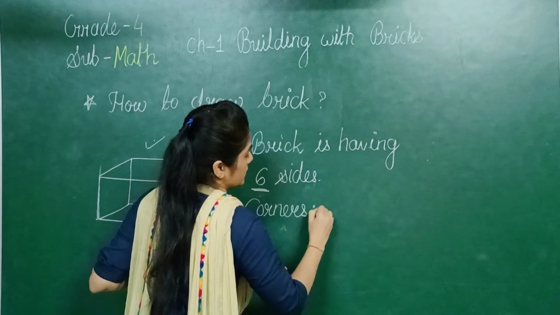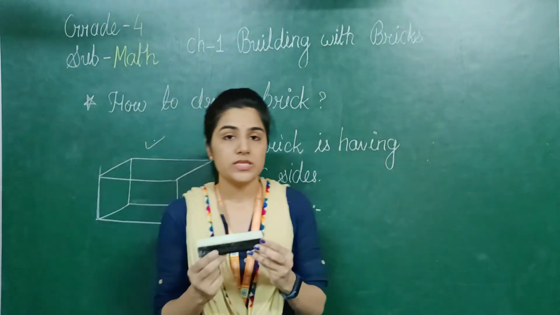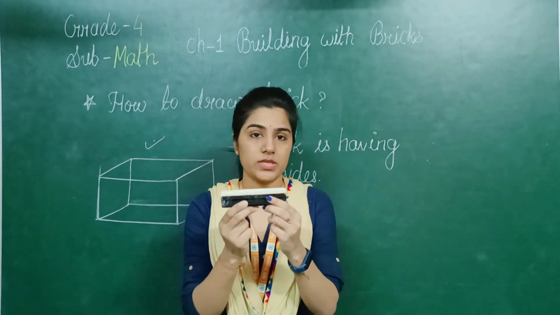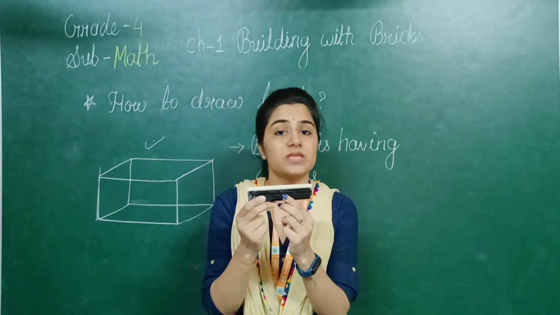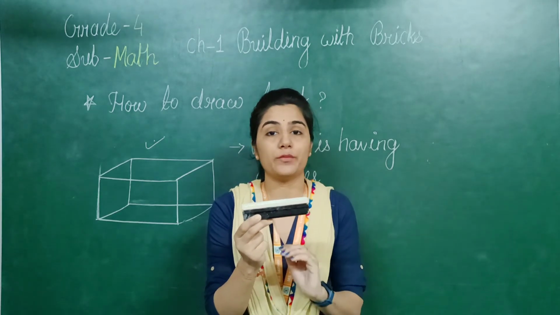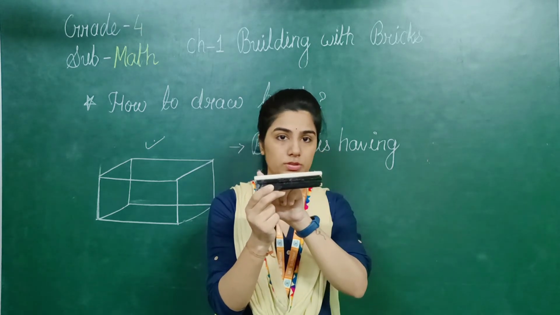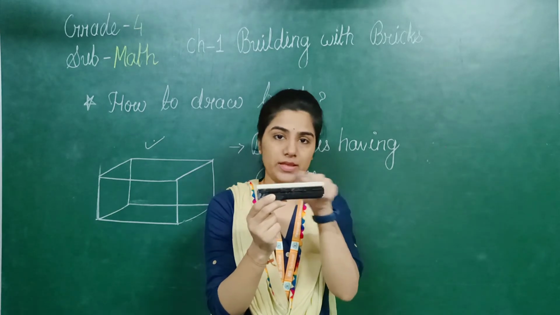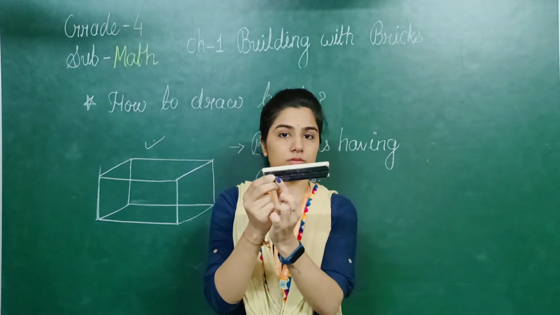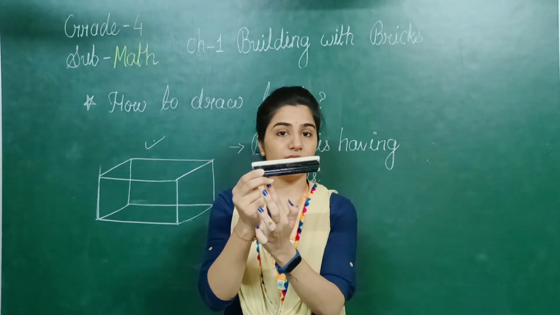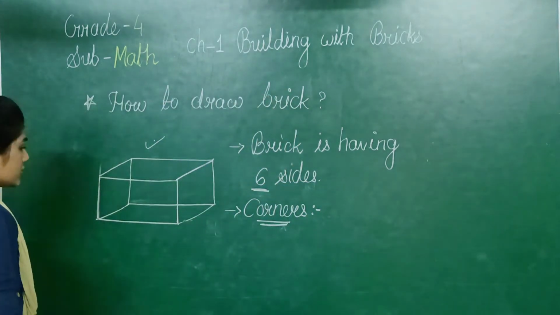Corners. For that I am giving you an example. Suppose I want to count the corners. I have already informed you how many sides this shape has: 6, right? Now corners, how do we count? This is first, second, third, fourth. 4 corners are there, right? Now the opposite side is the same, 4 plus 4. Downside, 1, 2, 3, 4. That means a total of 8 corners are there in this shape.